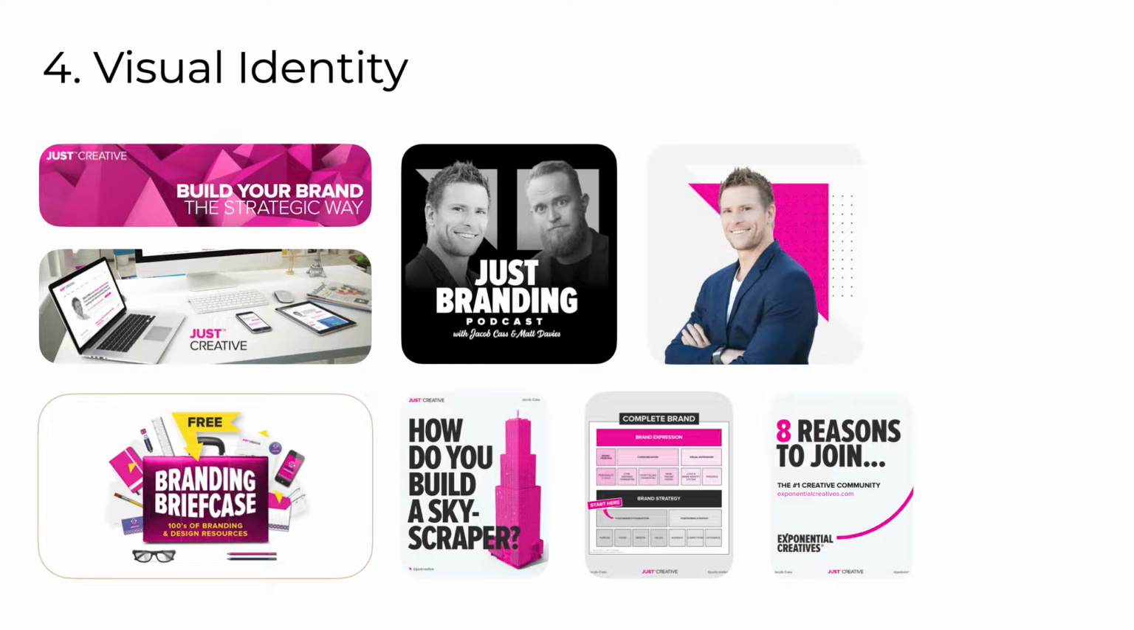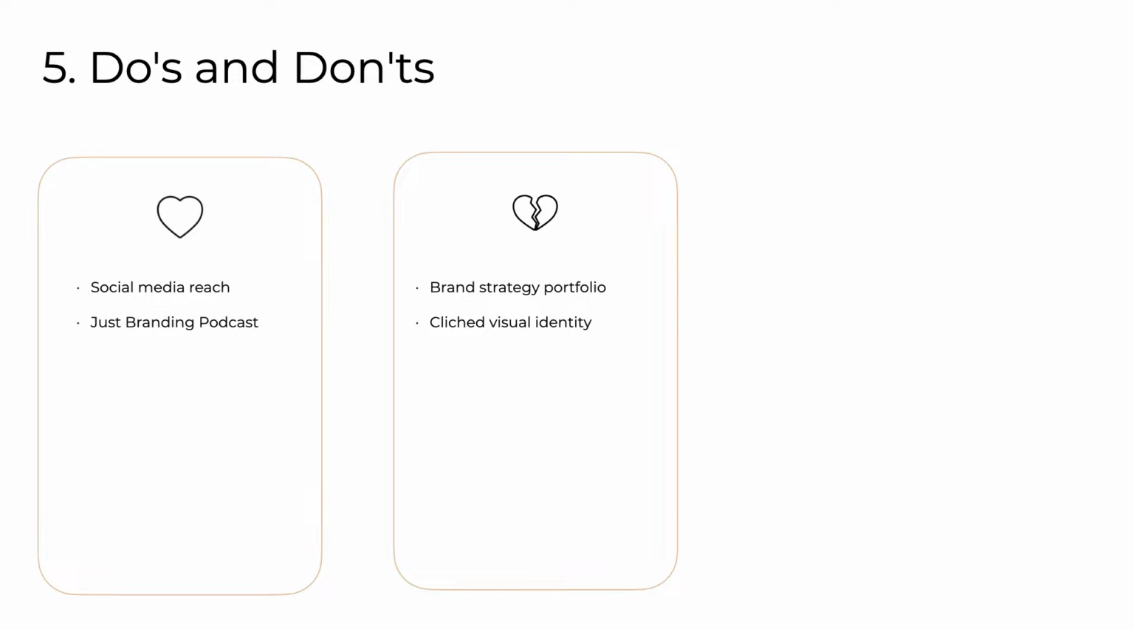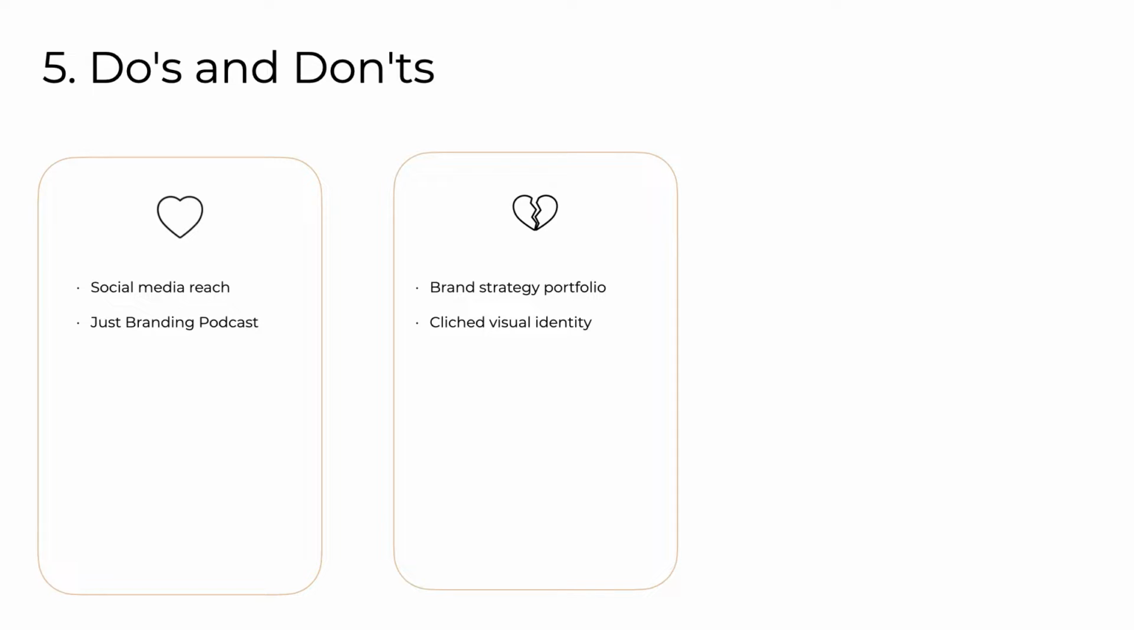About visual identity, I don't see any strong visual metaphor or anything that stands out other than its signature pink color. So what I'm taking away with me? His social media reach and Just Branding podcast, of course. By the way, Jacob posts videos of his podcast on YouTube as well. I also couldn't find a strategic portfolio from him, and his brand's visual identity seemed too generic to me, except for the pink color. Let's move to Sally Hogshead.